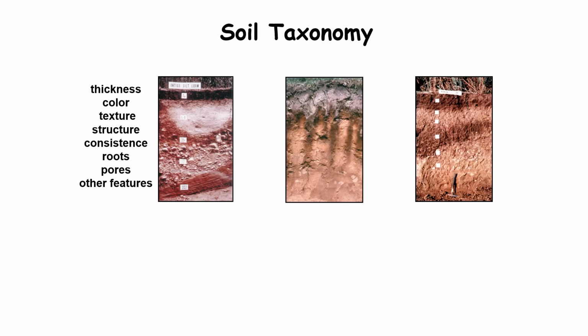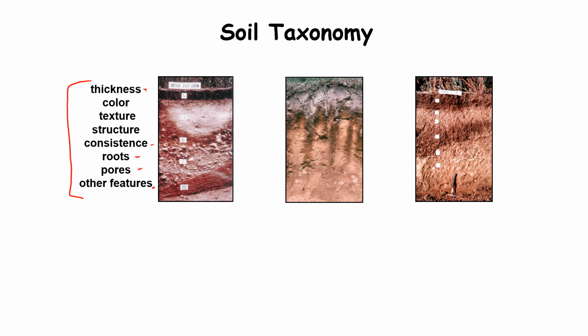And so initially, when we go out and we profile a soil in order to determine what the soil taxonomy is, we measure these observable features. This was the purpose of labs in week 1, to give you experience looking at the color, texture, and structure of these. And in the field, when we go on our field trip next week, we'll look at the thickness, consistency, roots, pores, and other features in the soil.